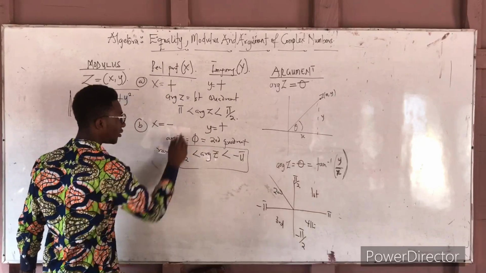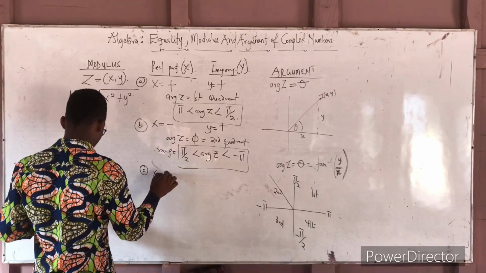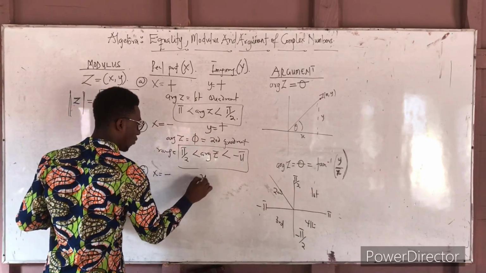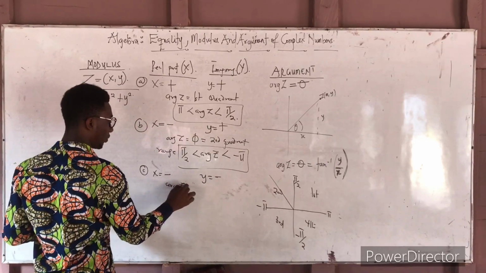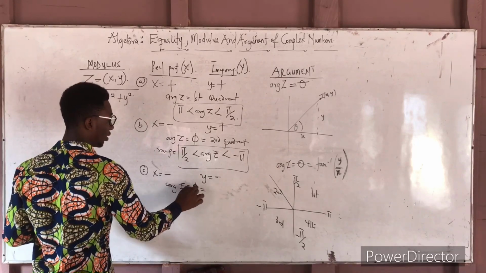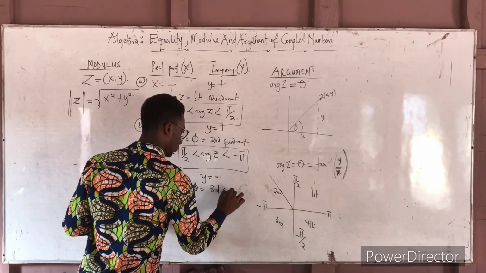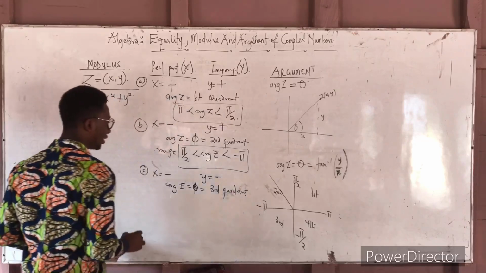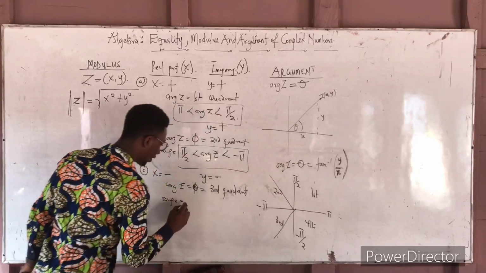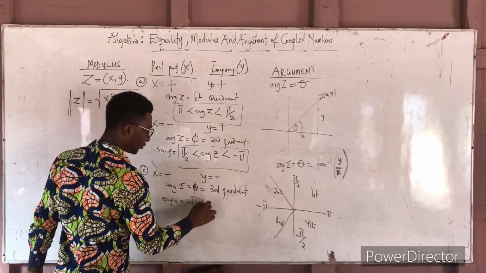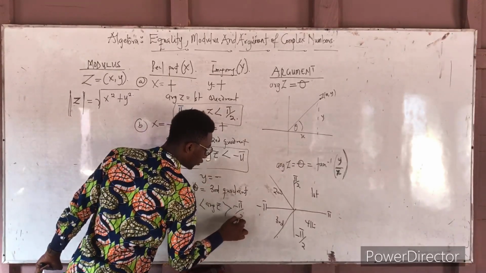Take note. Now, the third point: if x is negative and the y value is negative, then the argument of the complex number, which is the same as the angle theta, will now lie within the third quadrant. And when it lies within the third quadrant, the range is simply, this is the third quadrant, so we start from negative pi, the argument of z, to what? Negative pi on 2.